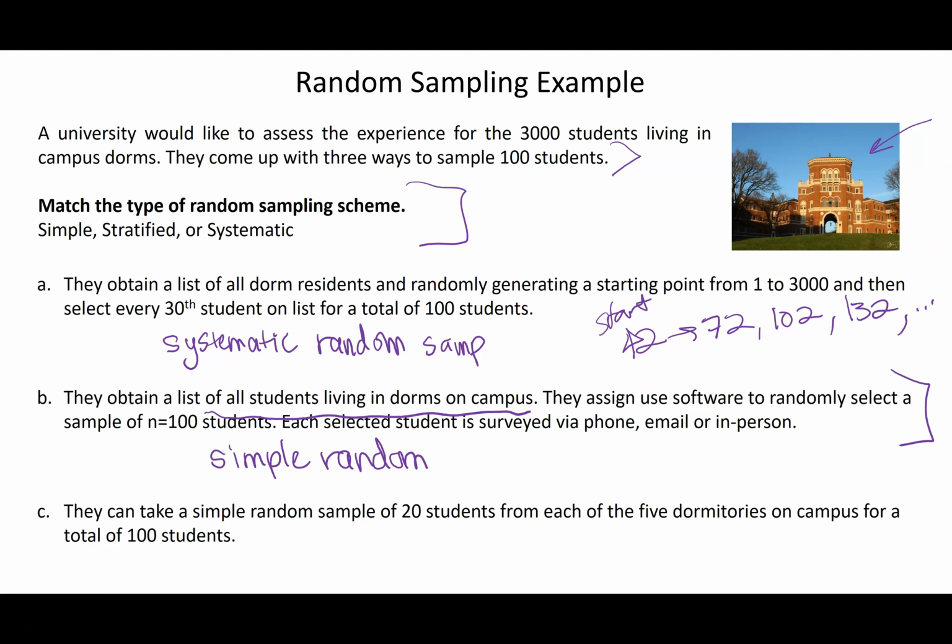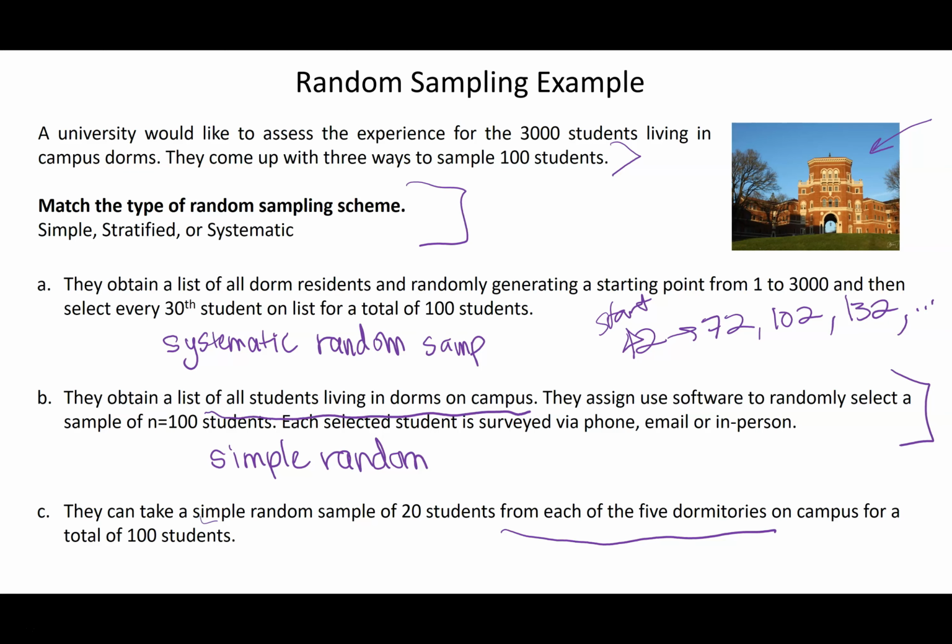So then C. They can take a simple random sample of 20 students from each of the 5 dormitories on campus for a total of 100 students. So the idea here is there are 5 dorms on campus, and it's really important that they survey students from each dorm. So in order to make sure each dorm is covered, they randomly select 20 from dorm 1, 20 from dorm 2, 20 from dorm 3, all the way through dorm 5.